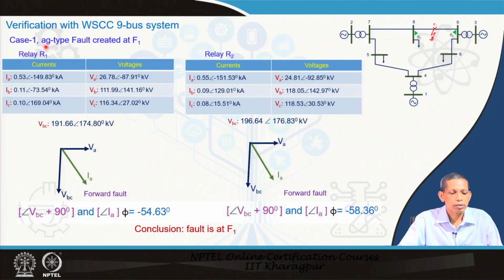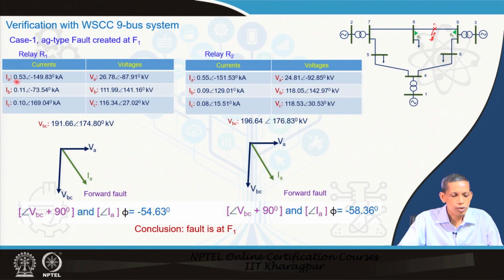First case, the fault is AG type, a phase A to ground fault created at F1 here, and now relays R1 and R2 will have measurements for this fault. These are the set of measurements for R1: currents IA, IB, IC and voltages VA, VB, VC. Similarly, for R2 we also have current and voltage measurements. From there we get the corresponding phasors using DFT, least squares or so.